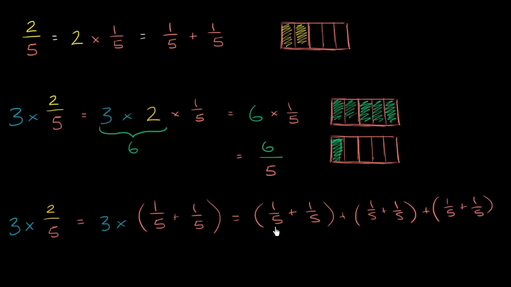Well, what's this going to be? Well, we literally have 6/5 here. We could ignore the parentheses and just add all of these together. We once again have 1, 2, 3, 4, 5, 6 fifths. So once again, this is equal to 6/5. So hopefully this shows that 2/5 we saw already represents 2 1/5s, or 2 times 1/5. And 3 times 2/5 is literally the same thing as 3 times 2 times 1/5. And in this case, that would be 6/5.